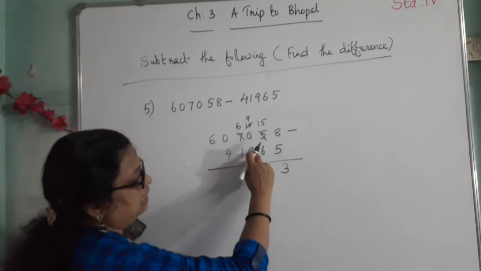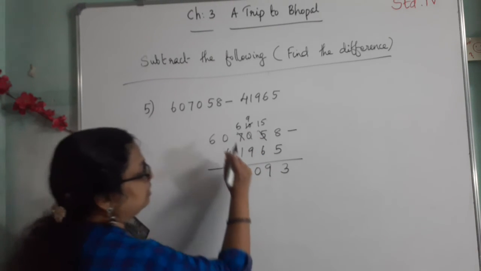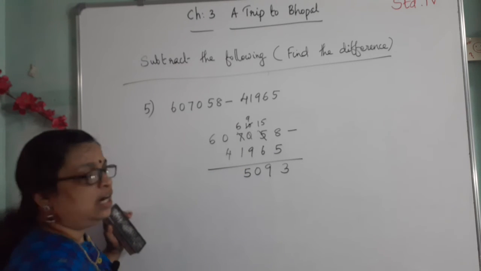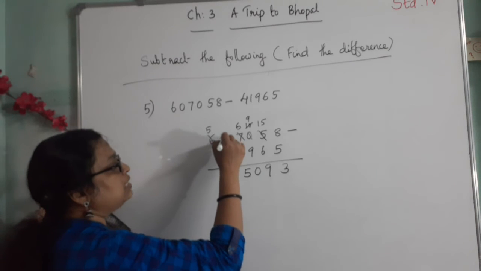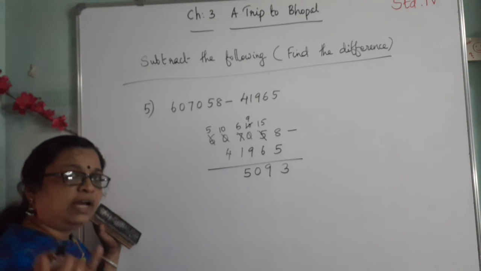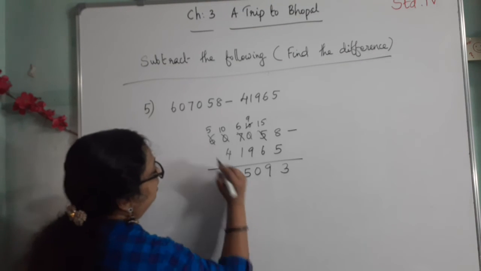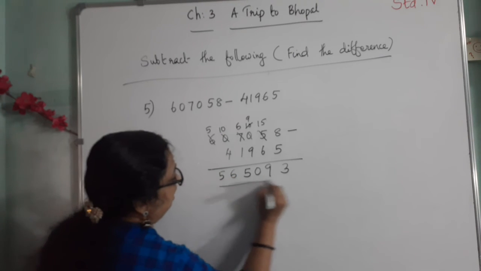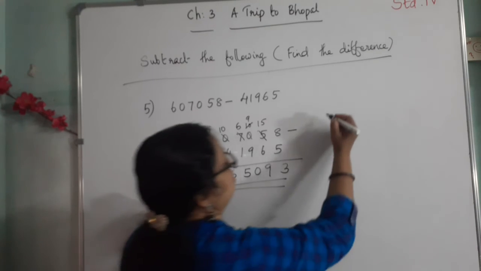Then here 9 minus 9, then 0. 6 minus 1, 5. 0 minus 4. Again we can't subtract. So borrow from here. 6 becomes 5 and 0 becomes 10. Then 10 minus 4. 4 after 5, 6, 7, 8, 9, 10. That is 6. Here 5 is there. So the answer is 565093.